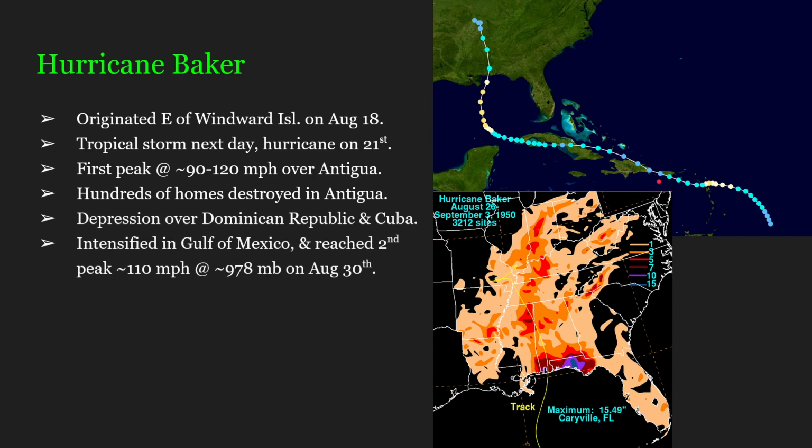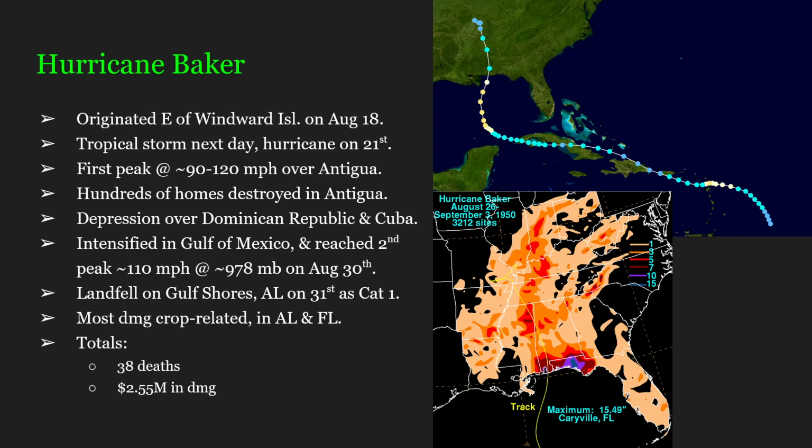Baker would then degrade back into a storm and even a depression at multiple points while going over both the Dominican Republic and Cuba. It would then do a northward turn in the Gulf of Mexico, reaching its second peak, around 110 miles per hour at a pressure of roughly 978 millibars. This pressure and wind speed was achieved on August 30th. Baker would then make landfall on Gulf Shores, Alabama on the 31st as a close to minimal Category 1 hurricane.